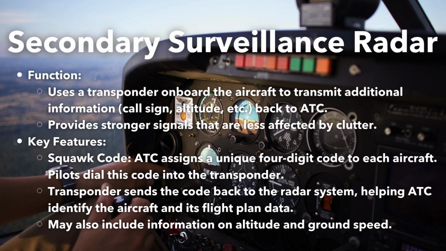SSR works by utilizing an aircraft's onboard equipment called a transponder to send additional information back to air traffic controllers, including the aircraft's call sign, altitude, and potentially even ground speed. Some of the information transmitted is dependent upon the transponder mode, such as Mode A or Mode C. This information significantly enhances the situational awareness of controllers, reducing the mental workload needed to match flight information with radar dots on the screen. The stronger and more distinct signals from the SSR are also less affected by clutter compared to PSR.